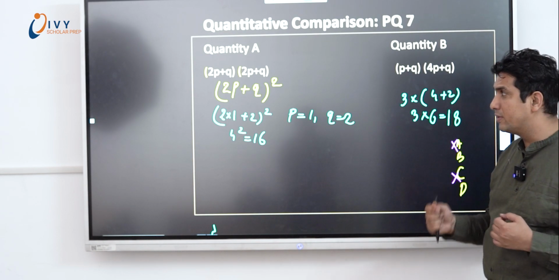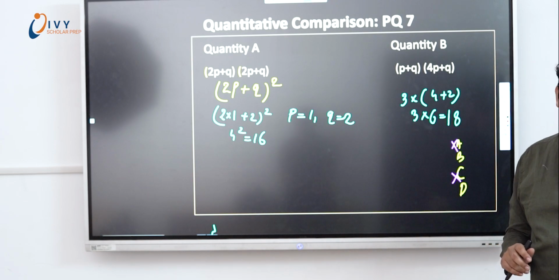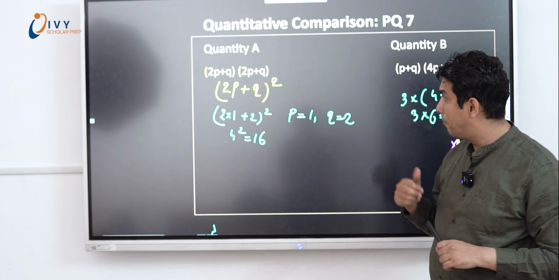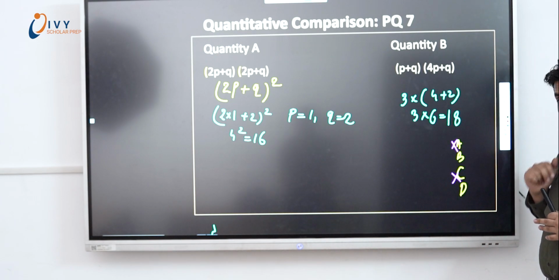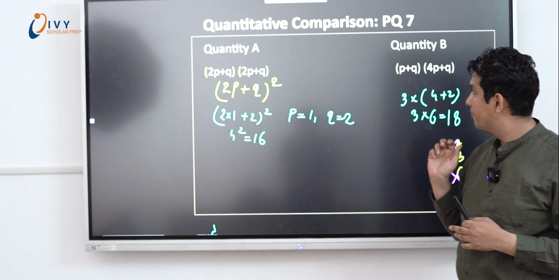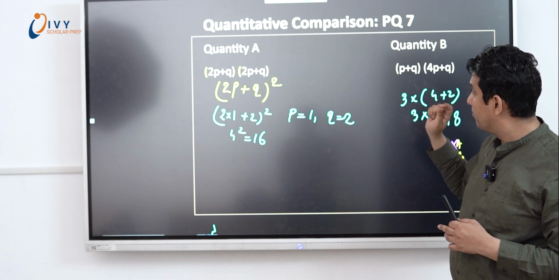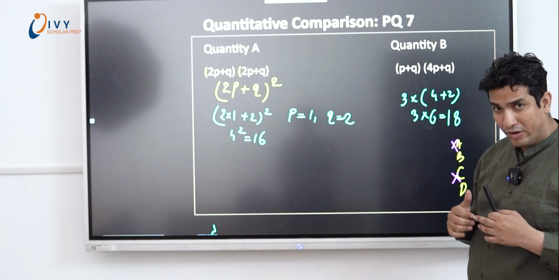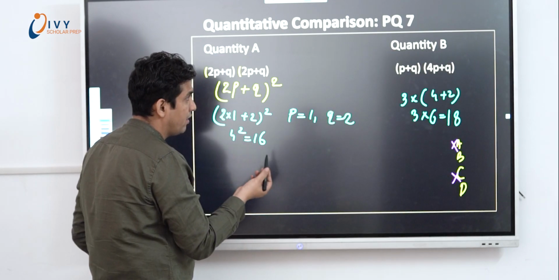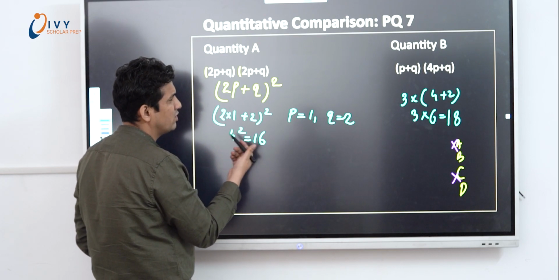Now let's try out some other numbers. One thing to keep in mind is that the first quantity is a square, right? So that will always be positive. But now I am looking to make quantity A bigger. So can I put some numbers in quantity B which will offer me a negative value? Let's say we just reverse the values.